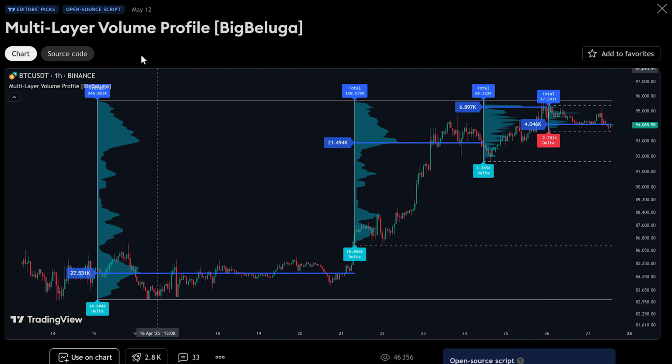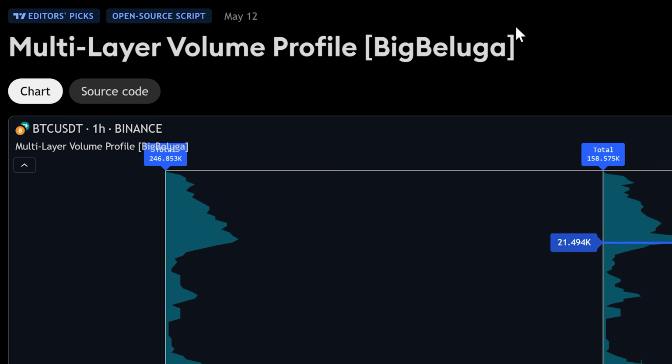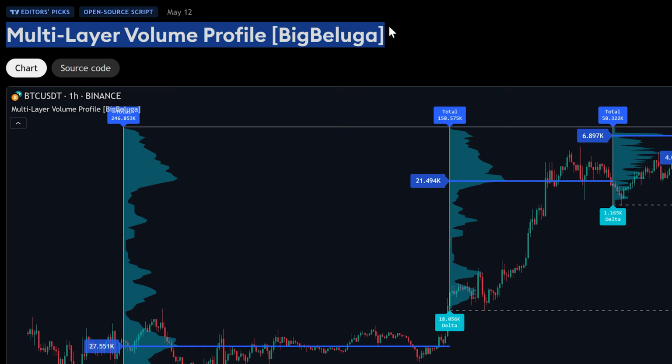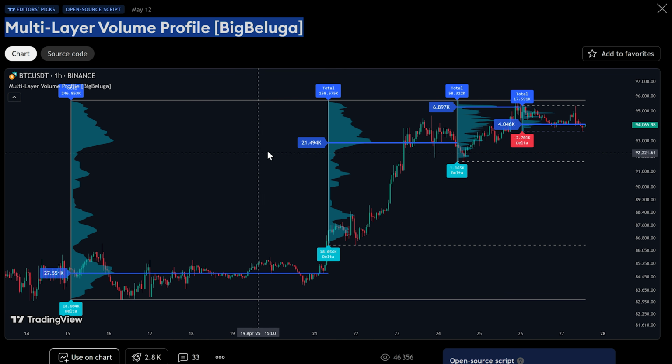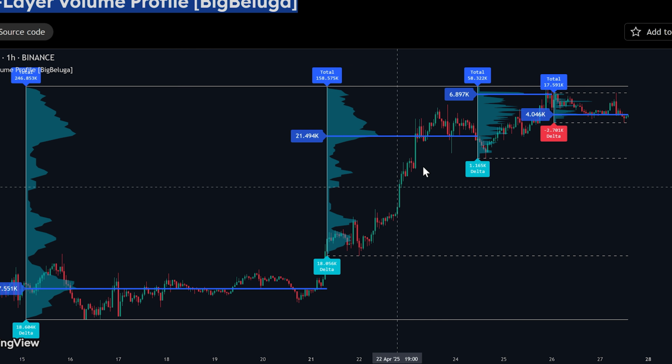Hey traders! Today we're looking at the multi-layer volume profile. This tool shows you where most trading happened at each price. Big fat areas mean strong support or resistance. Thin areas mean price moved quickly.